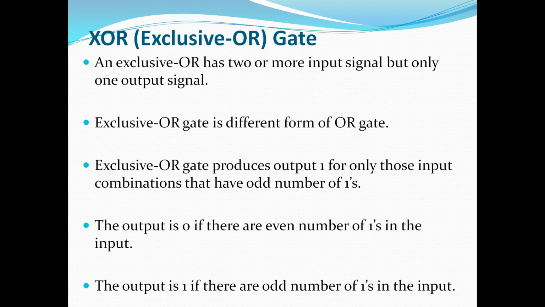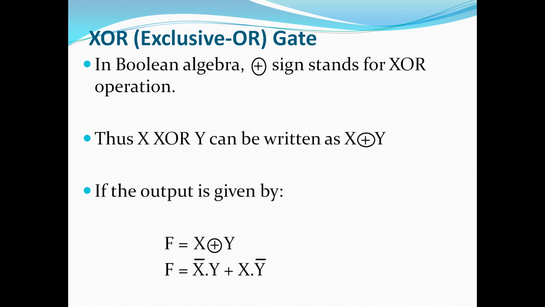When the input combinations are 0 0, 0 1, 1 0 and 1 1, there are four combinations, and you have to count the number of ones in each combination. If the number of 1s is odd, then you will get the output 1, otherwise 0. The output is 0 if there is an even number of ones in the input. The output will be 1 if there is an odd number of ones in the input. We will see the truth table later.